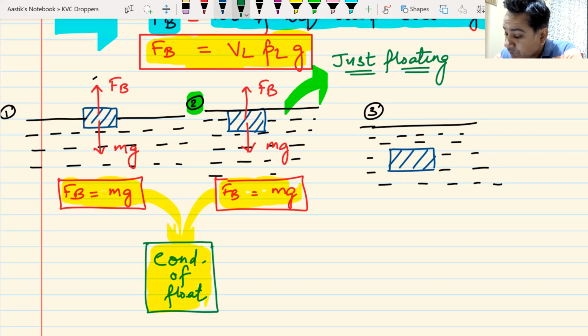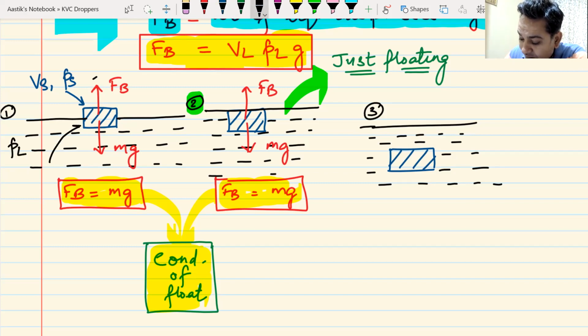Now let me write the blue things. The blue things are Vs and rho s. Do we understand this Vs and rho s? Yes, sir. Vs is the total volume of the solid. Rho s is the density of the solid. We understand this. Yes, sir. Then I have rho L and VL. Do you understand rho L and VL? Yes, sir. What is rho L? Density of the liquid. What is VL? Volume displaced by the solid.